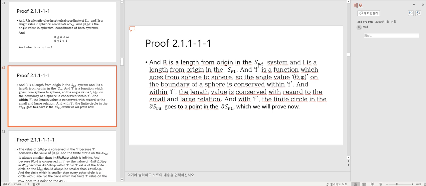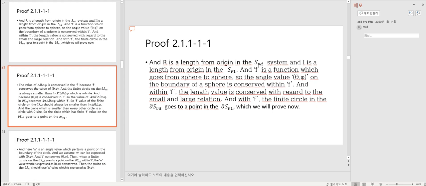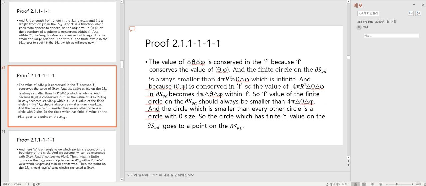And with F, the final circle in the dsVD goes to a point in the dsV1, which we will prove now. The value of delta zeta delta psi is conserved in the F because F conserves the value of zeta psi, and the final circle on the dsVD is always smaller than 4 pi r squared delta zeta delta psi, which is infinite. And because zeta psi is conserved in F, the value of 4 pi r squared delta zeta delta psi in dsVD becomes 4 pi delta zeta delta psi within F.